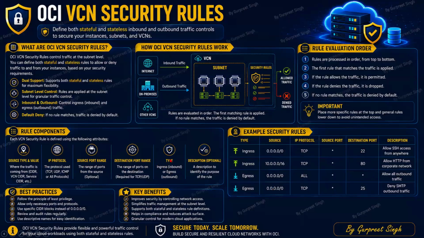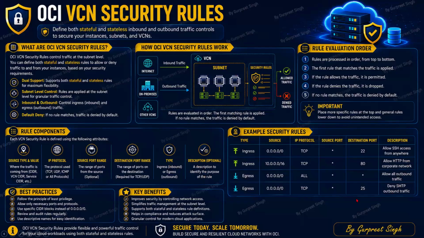Type is most important: what type of traffic it is, which type of traffic we are allowing. By default, everything is denied in OCI. So we have to define the rules which will actually give the permission and allow the traffic for the VCN. You can also give a description. The description should be given so that you can easily identify the purpose of that particular rule.